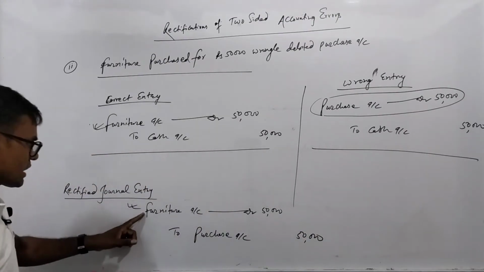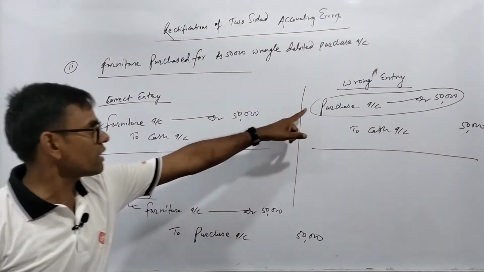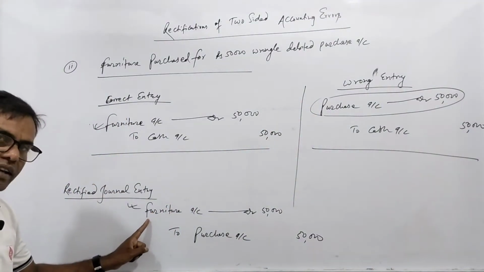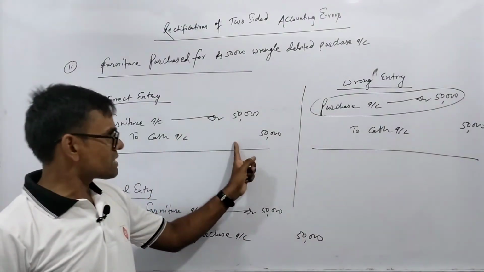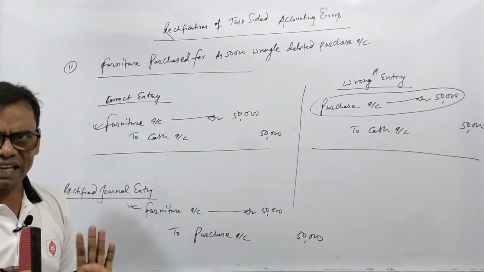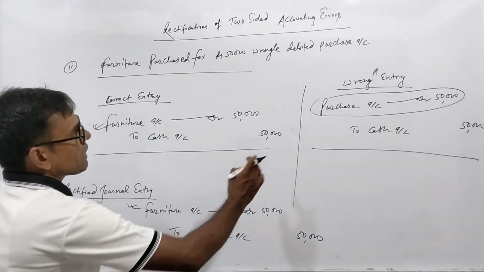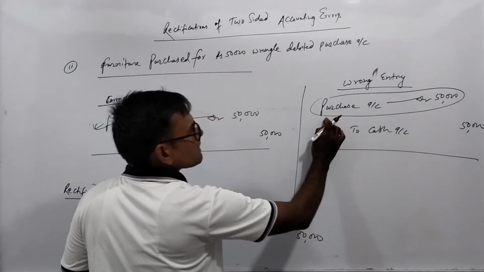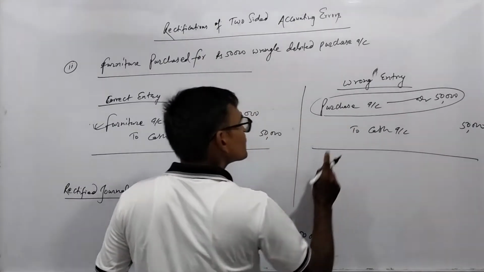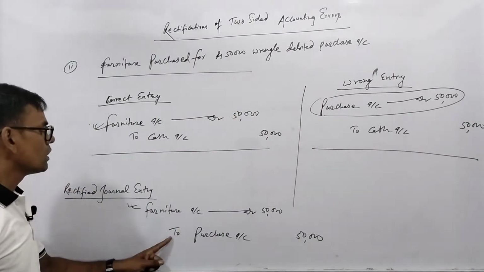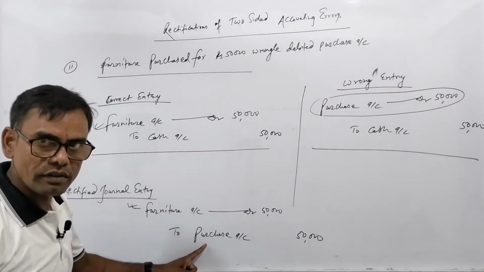Clear? The furniture account should be debited, but it was not written, so you have to write the furniture account here. The cash account has no mistake, so you don't touch the cash account. But the purchase account should be cancelled, because the purchase account is debited and it should not be debited. To cancel the purchase account, you have to write it on the credit side.